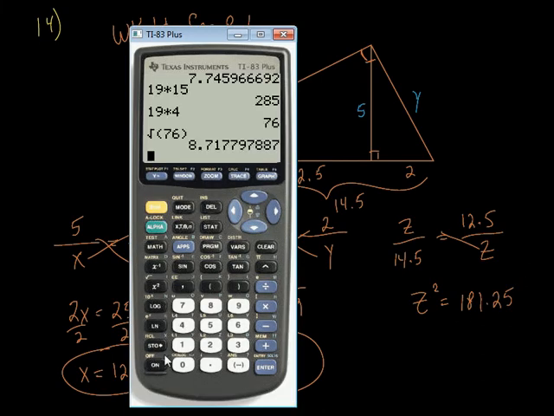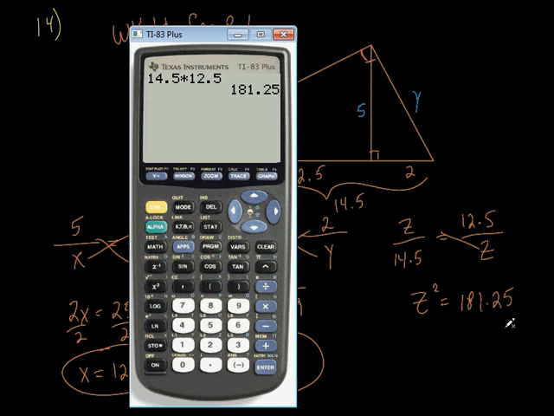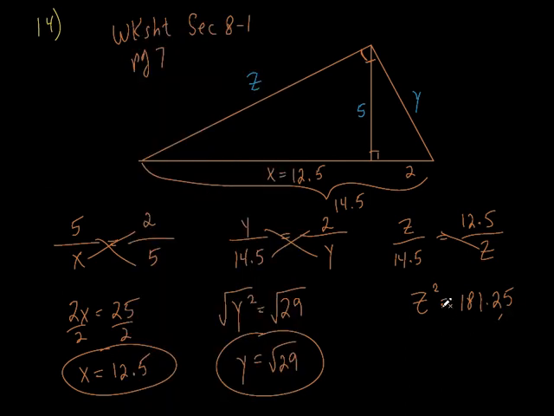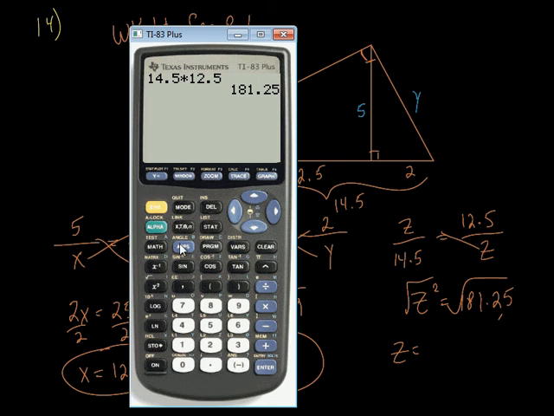Let's just do it to show you. Okay, so 14.5 times 12.5. And there you go, 181.25. That's how we got that number. Okay? Take the square root. And look, you can just keep it like that. Now, normally, that looks a little ugly, having a decimal inside of the square root. Normally, we don't keep a decimal inside a square root.